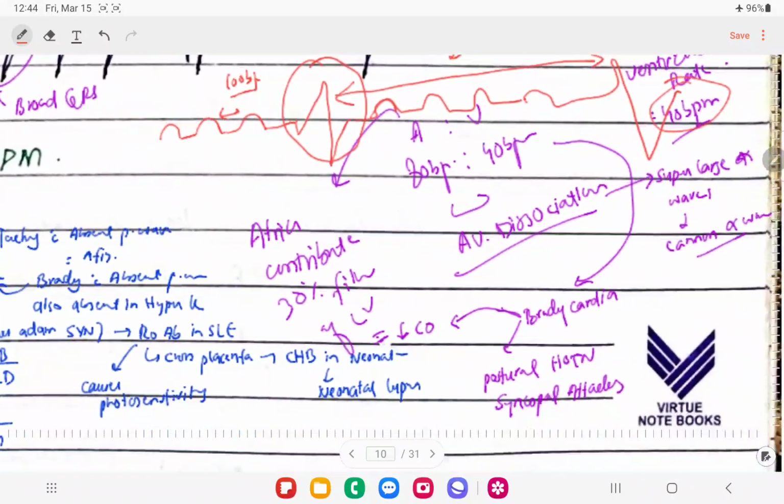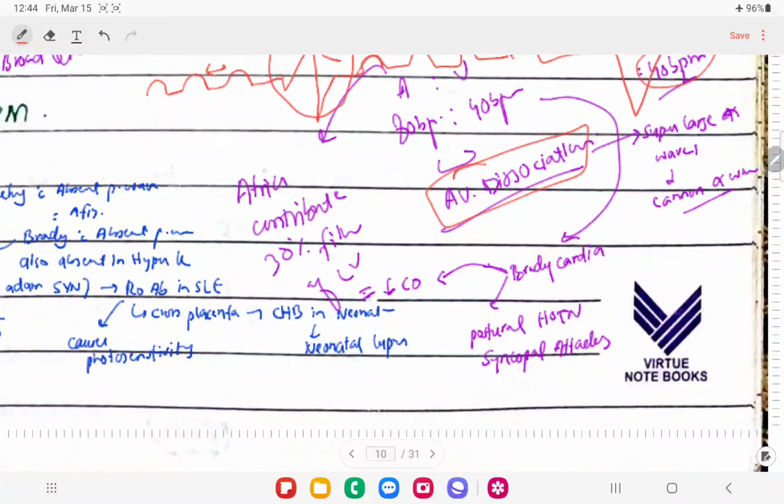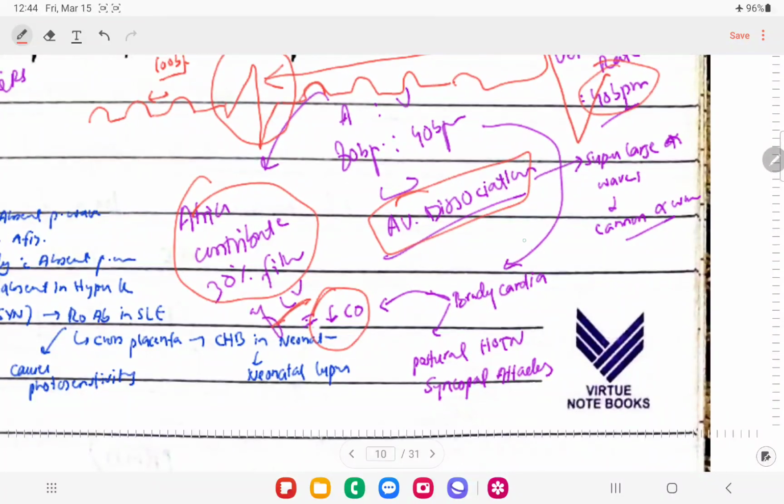Okay, so these patients, because of the AV dissociation, right? We know that atria contribute about 30% filling of the left ventricle. So atria are not contracting when the ventricle is relaxing, right? So they are contracting independently. So there will be a drop of cardiac output in these patients. And the second thing is bradycardia, right? So we can see that the ventricular rate is very low. So bradycardia also contributes to low cardiac output in these patients.